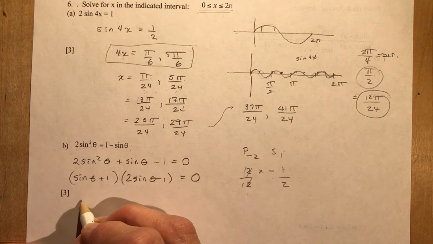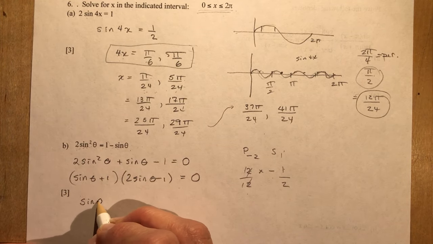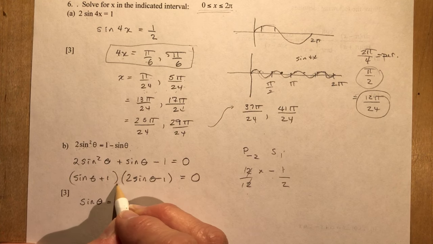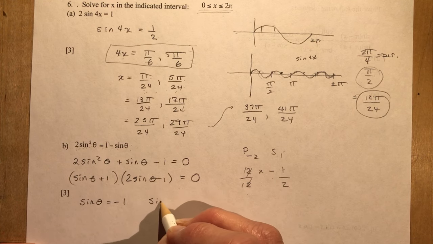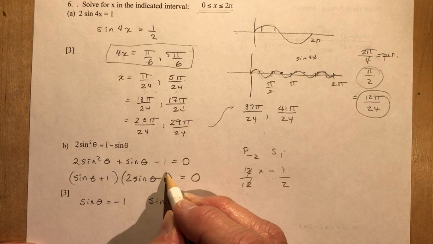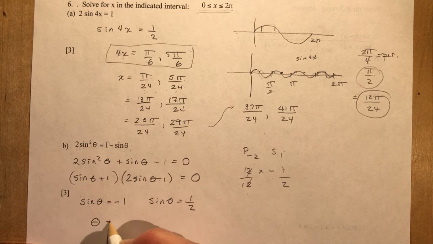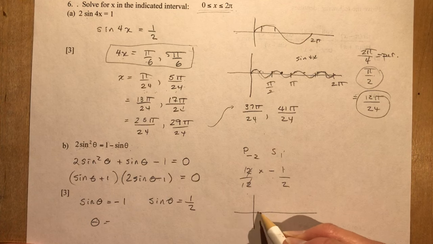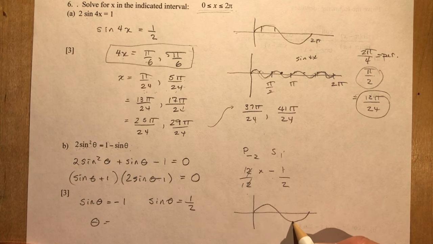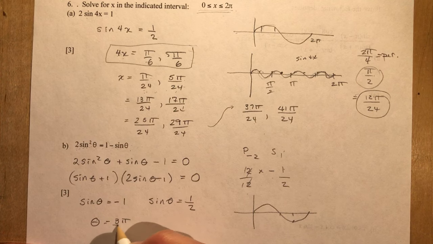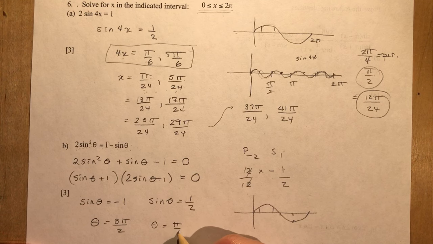So I have two solutions. So this first bracket gives me sine theta is equal to minus 1. And this would give me sine theta equals, bring the 1 over, divide by 2, a half. So where is theta at negative 1? Well, let's do a quick sketch. So that would be here. That's 3 pi over 2. And a half, again, you're going to use that one a lot, so you might as well get used to that one. That's pi over 6, 5 pi over 6, and you're done.